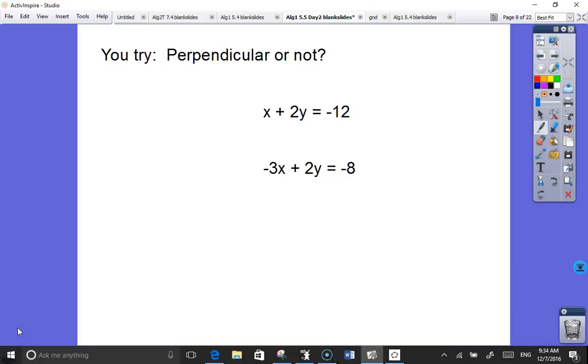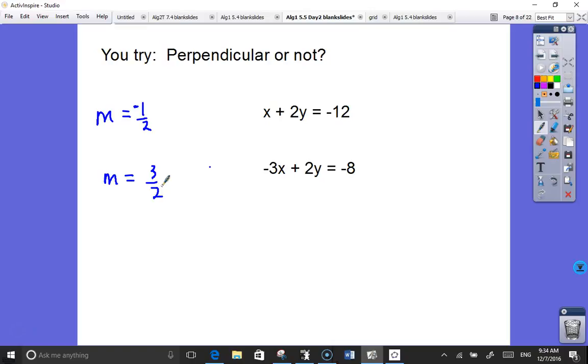Y equals negative x over 2 minus 12. That's not what I asked. What's the slope? What's the slope of the first line? 1/2? Negative 1/2. What's the slope of the second line? 3/2. So does that make them perpendicular?